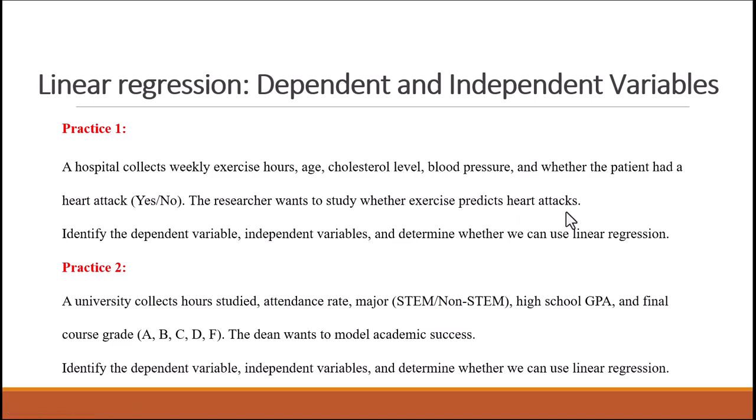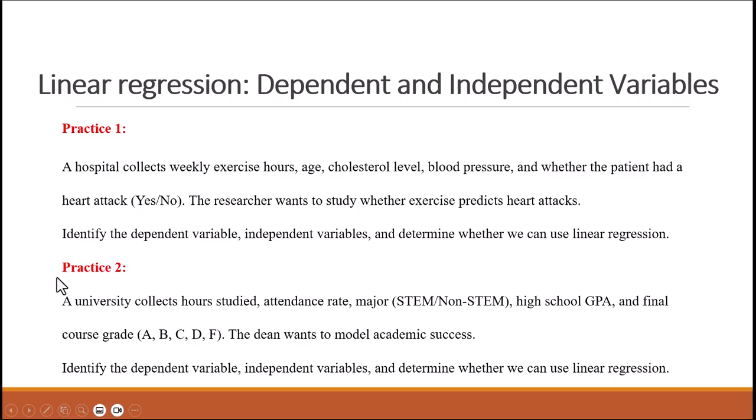So what is our target variable here? Whether the patient had a heart attack, yes or no. So this is a classification problem. And what are our predictors? Weekly exercise hours, age, cholesterol level, blood pressure are our independent variables. Can we use linear regression for this problem? No, because our target variable presents that our problem is a classification problem. We want to predict the classes.